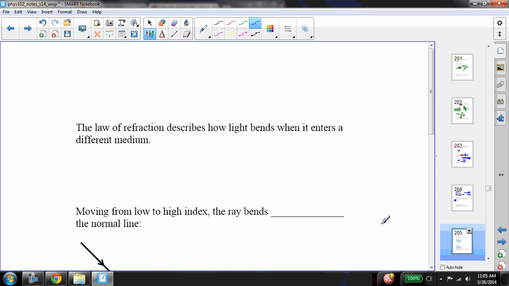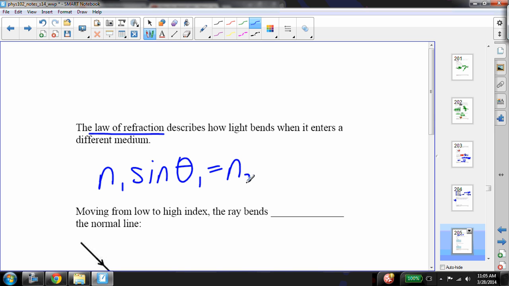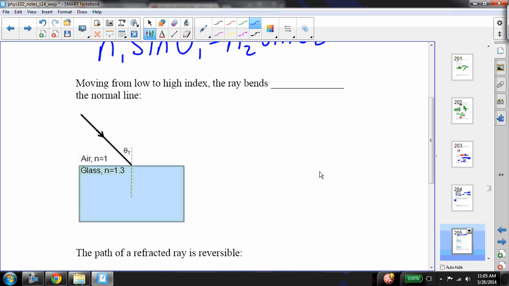Now, the law of refraction also describes how light bends when it enters a different medium. And the law of refraction says that n1 sine theta 1 equals n2 sine theta 2. Moving from a low to a high index, the ray will bend towards the normal line. So for example, here, if I had light that moves in this direction, it's going to bend in this direction.